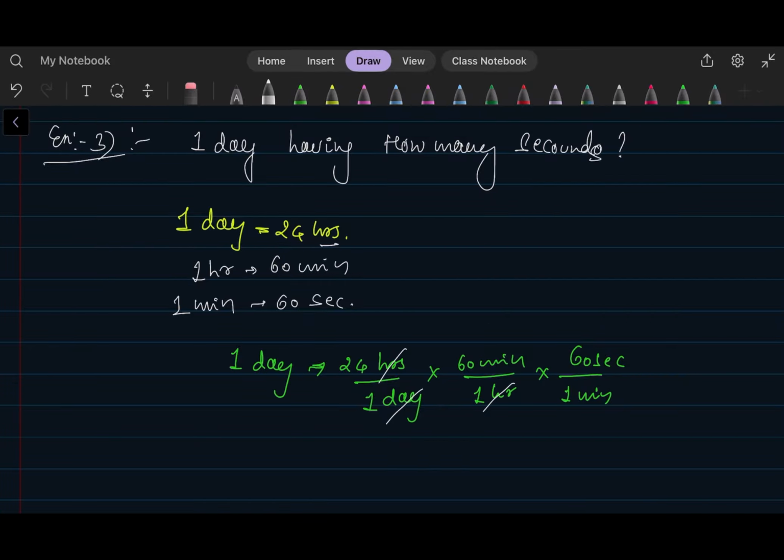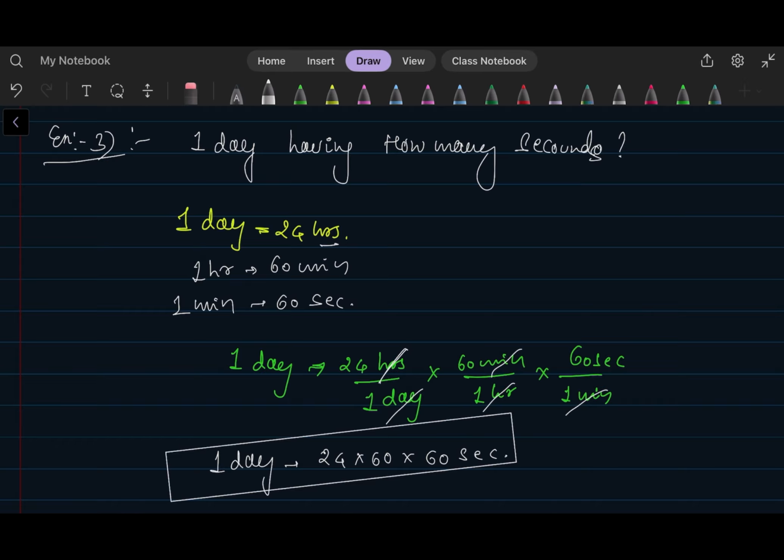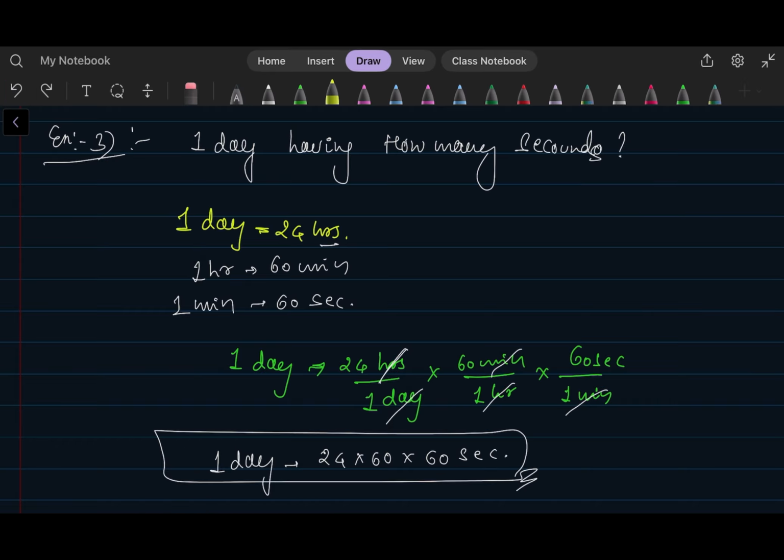Hour will get cancelled, day will be left as it is. Sorry, this day will get cancelled, and minute will get cancelled. Then 1 day is nothing but 24 into 60 minutes into 60 seconds. Minute gets cancelled, so we are left with only seconds. So 1 day is completely converted into seconds. This is how we can do it.